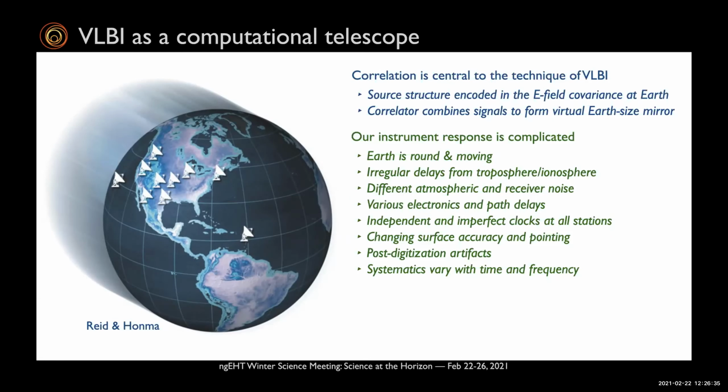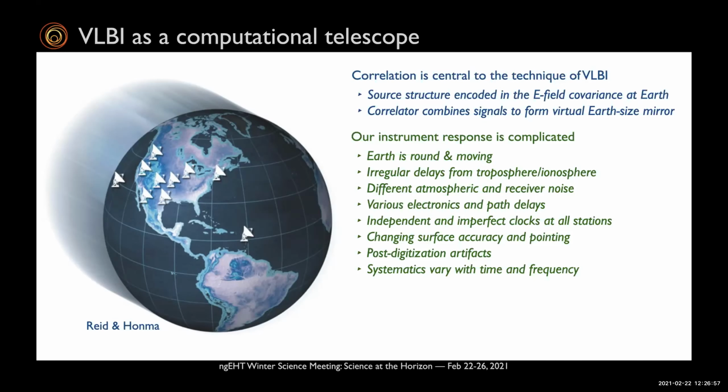So when we do VLBI, we have to deal with a large number of systematics. One of the biggest ones, of course, is that the Earth is round and moving, right? That imparts velocity differences and geometric differences in the arrival times. But at these high frequencies, there are irregular delays from the troposphere, so sort of random path delays.